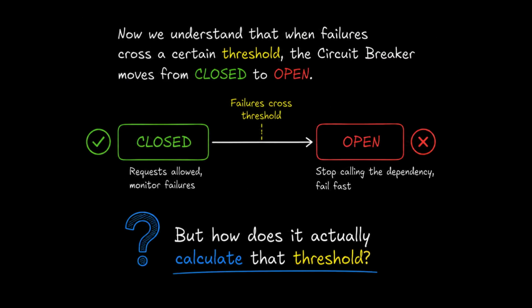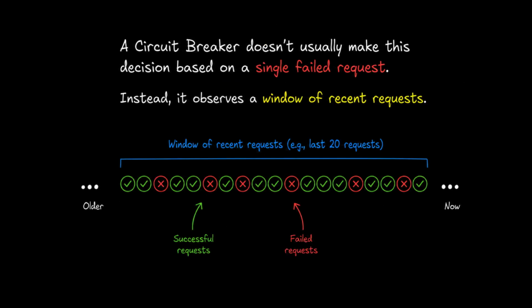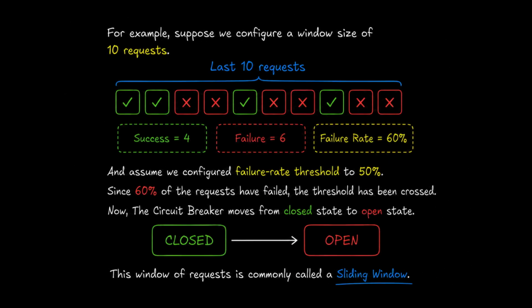Now we understand that when failures cross a certain threshold, the circuit breaker moves from closed state to open state. But how does it actually calculate that threshold? A circuit breaker does not usually make this decision based on a single failed request. Instead, it observes a window of recent requests. For example, suppose we configure a window size of 10 requests and assume we configured the failure threshold to 50%. And let's also assume 60% of the requests have failed. The threshold has been crossed. Now the circuit breaker moves from closed state to open state.